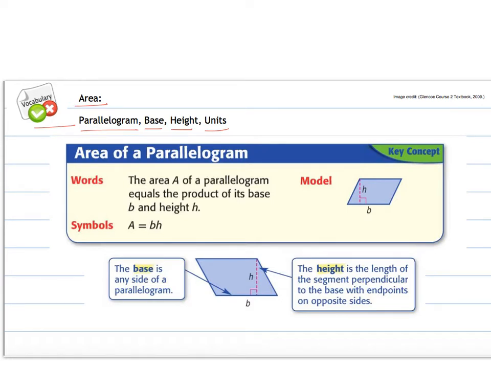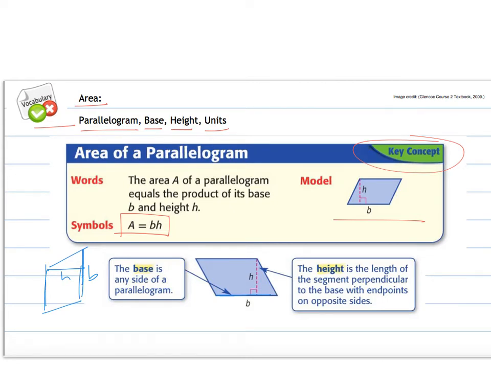So I would draw a picture like this in this key concept of the model with different parts labeled and the formula for each. So area of a parallelogram is finding its base times its height. The base is any side of a parallelogram, but it's generally the flat one. If we were to turn this on its side, it would kind of look like this. Even though it's on its side, we would probably still call this our base and this our height. It's going to be those parallel sides that lie flat.